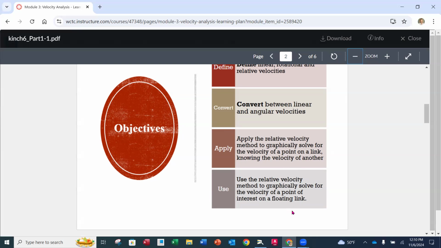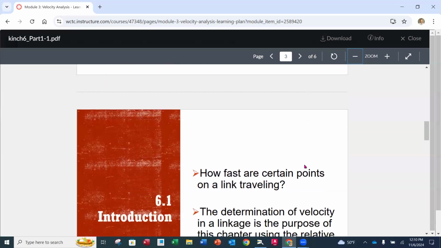And then we're also going to be using the relative velocity method to determine the velocity of what we call a point on a floating link. So that'll be addressed towards the end.